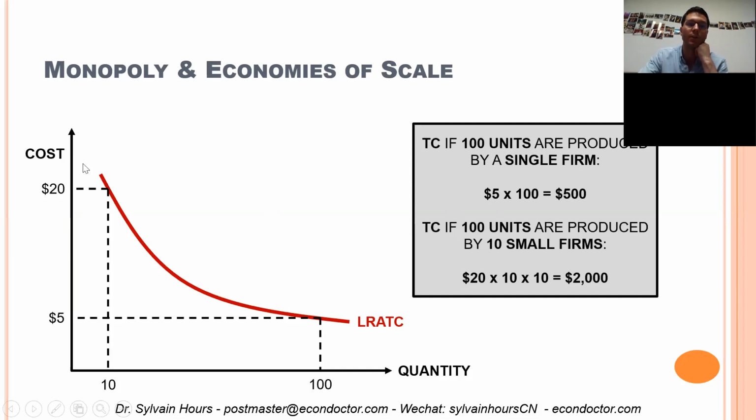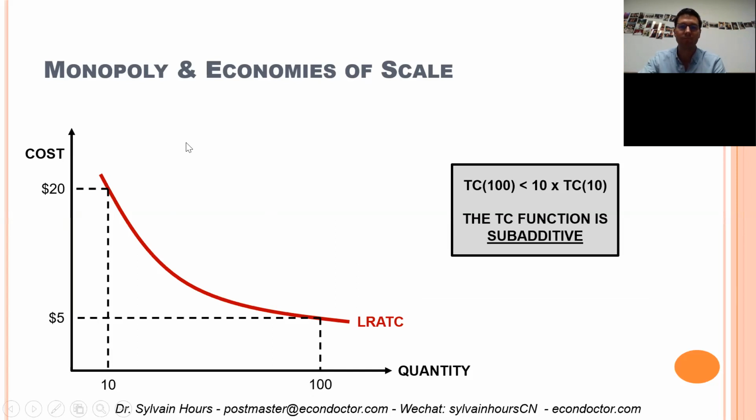Of course, this is not meant to be realistic, but this is a clear example of a subadditive total cost function. Yes, so the total cost of producing 100 units is smaller than 10 times the total cost of producing 10 units.